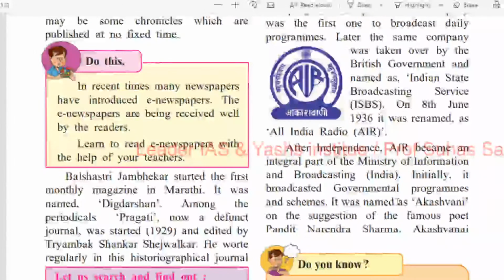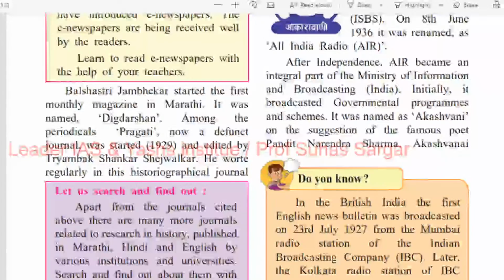In recent times, many newspapers have introduced e-newspapers. The e-newspapers are being received well by readers. Learn to read e-newspapers with the help of your teachers. Balshastri Zambekar started the first monthly magazine in Marathi. It was named Digadarshan.